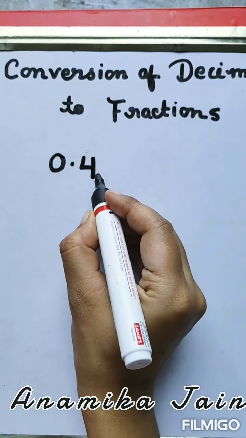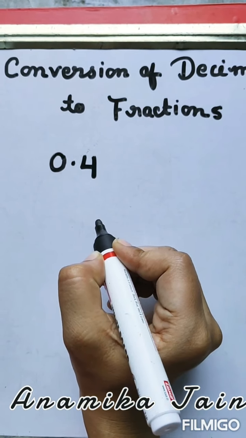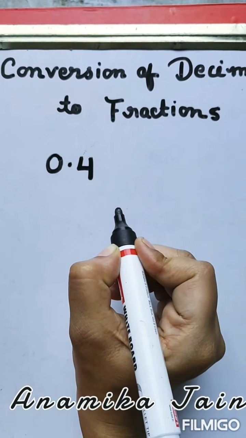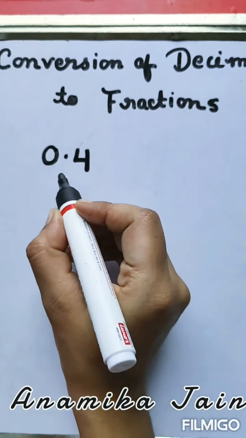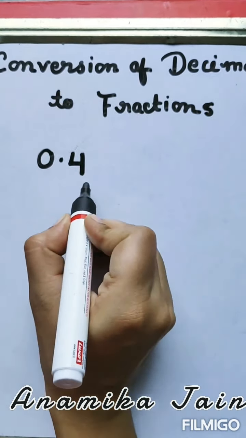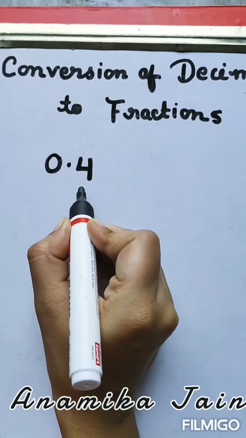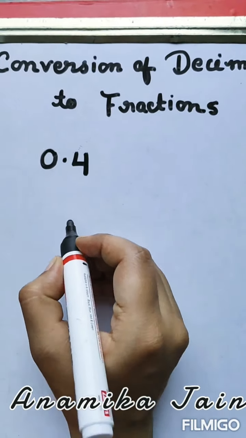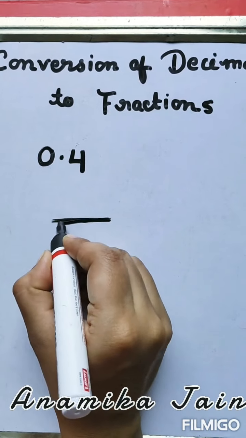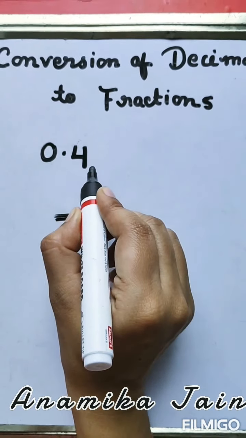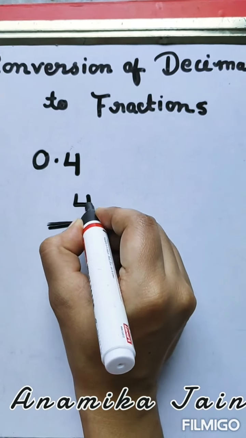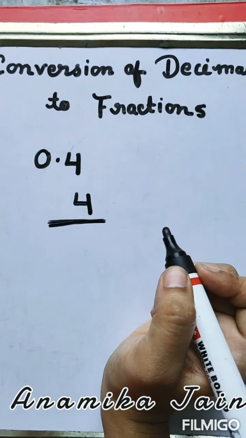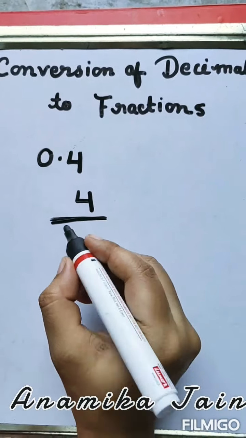Now for converting these decimals into fraction, you have to follow some steps. Step number 1. In step number 1, you remove the decimals from the number. Okay, in the numerator what you have to write? In the numerator you write the number without decimal. What is the number without decimal? Yes, the number without decimal is 4. Now in the denominator you will be writing 1.